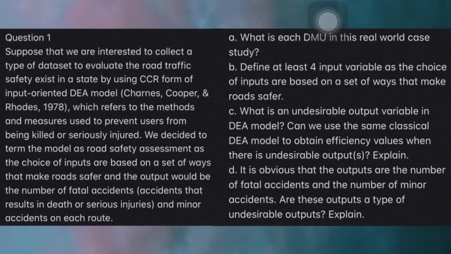Okay, next. For question 1B, define at least 4 input variables, as the choice of inputs is based on a set of ways that make roads safer. For this question, Afiq will explain more about the input variables. Next, for question 1C, Helmi will explain more about that. And Amir will explain further about question 1D.